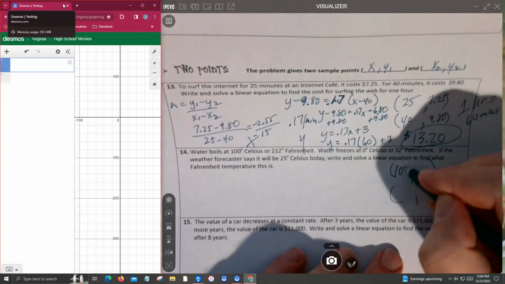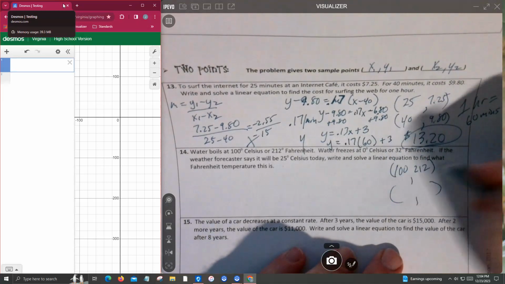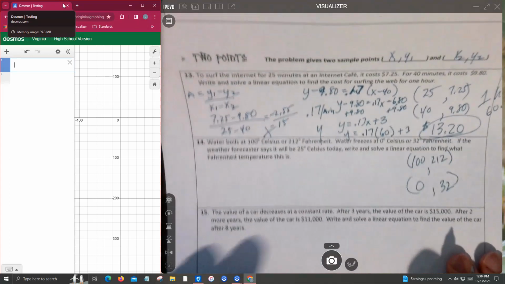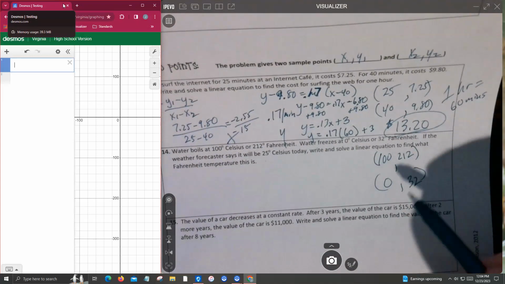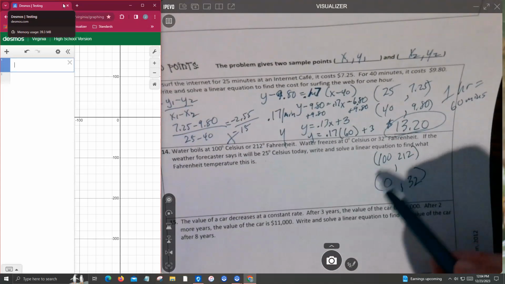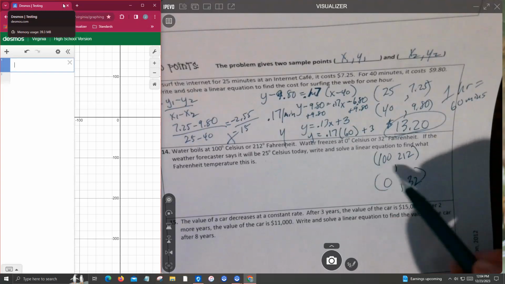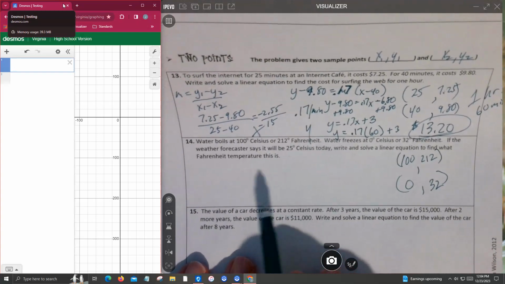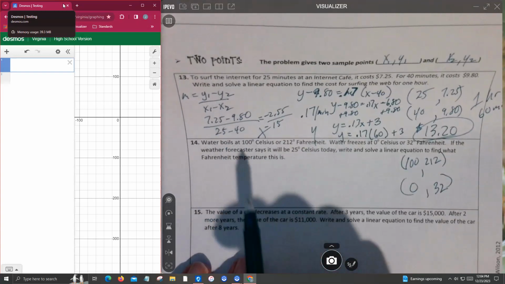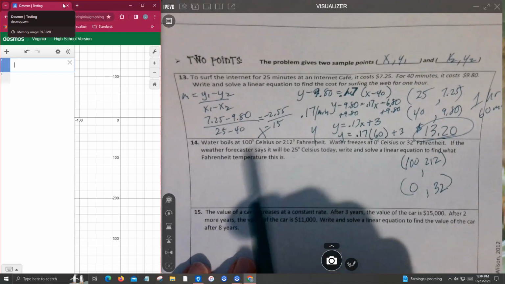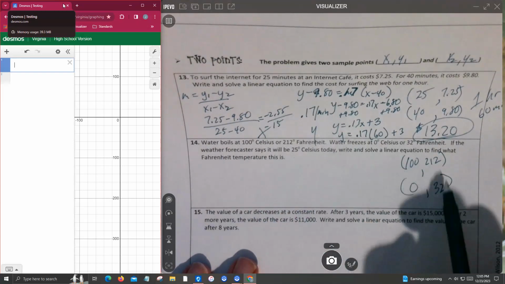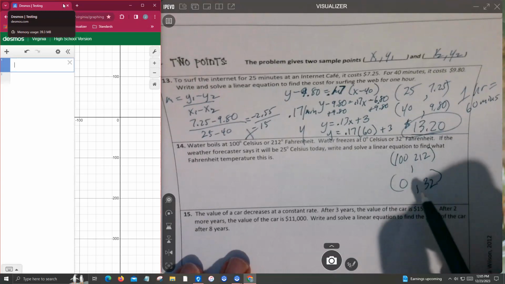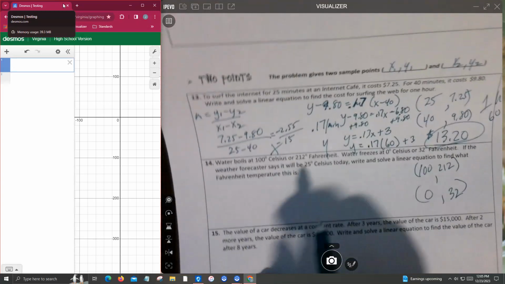All right, so 100 is to 212, and 0 is to 32. Ooh, I like this one because this is the y-intercept right here, so that's good. We can add the plus 32. We don't have to do a lot of figuring. We don't actually need to do point slope. It's much easier because this is already the y-intercept. So we like that. Okay, so let's figure out the slope.